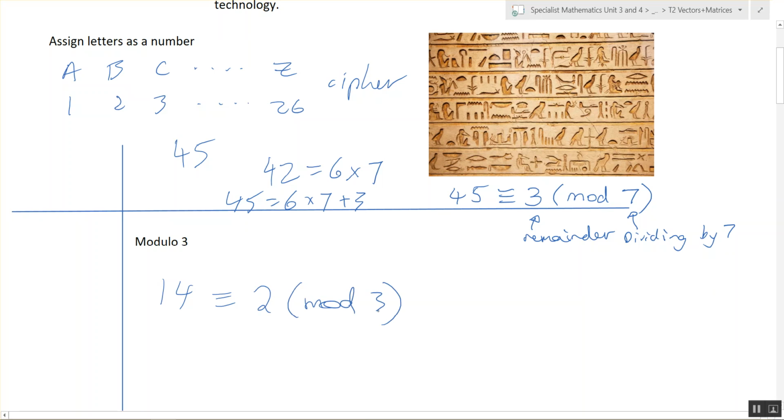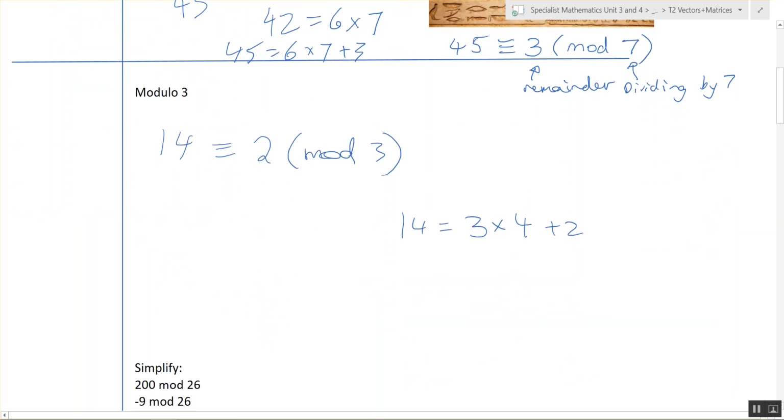Okay? So to get the number 14, we do 3 times a number. What's the number? 4. And we're adding 2. That's the remainder. Okay? You can also do this for negative numbers.